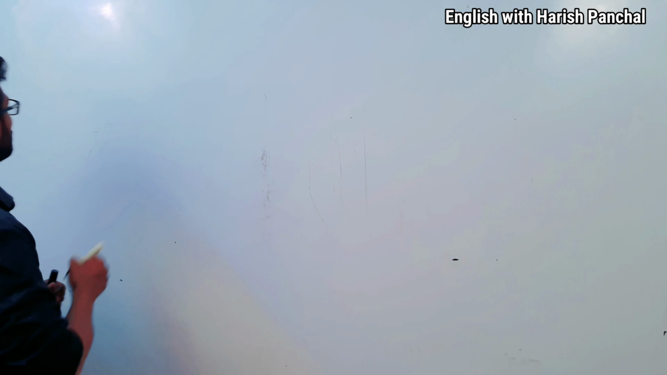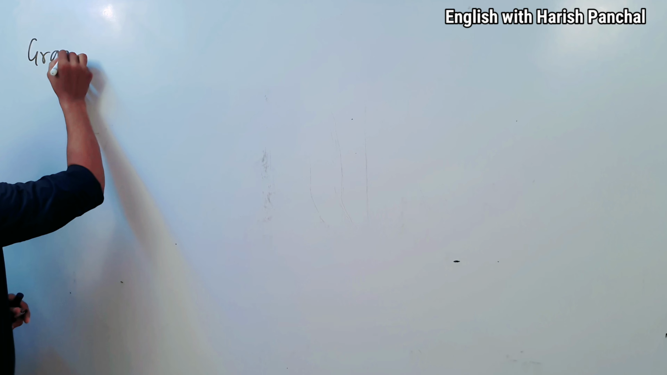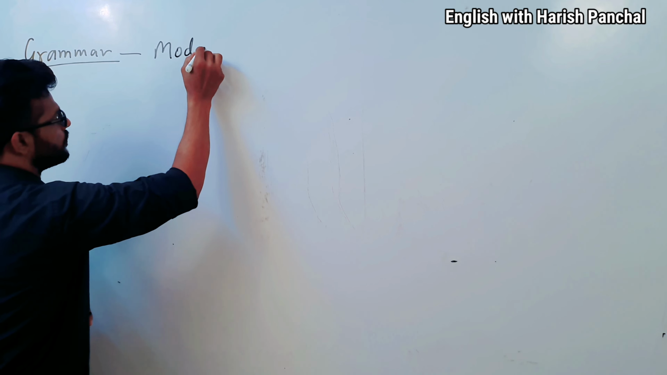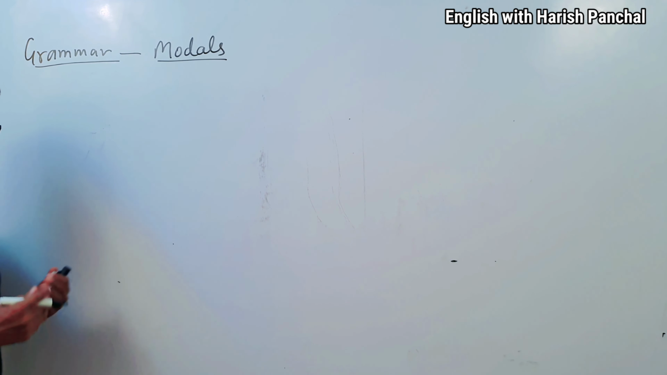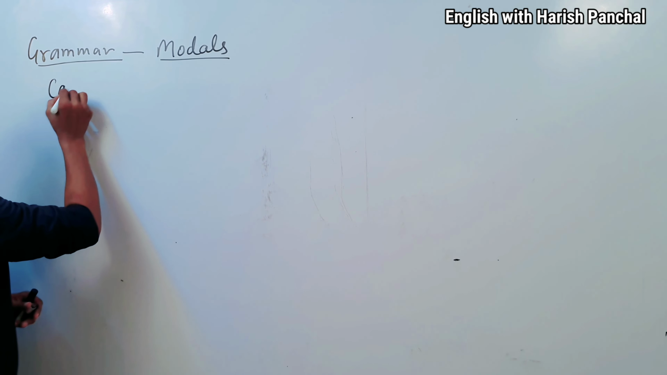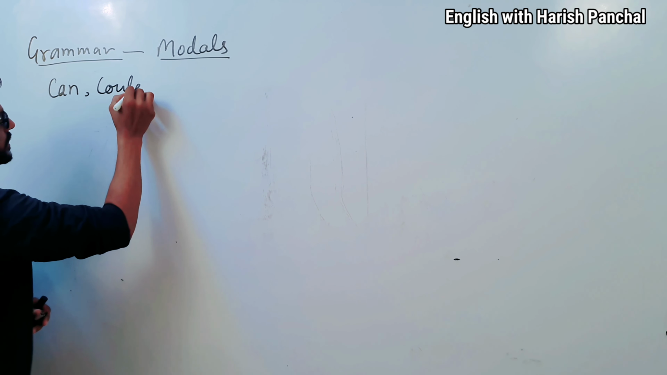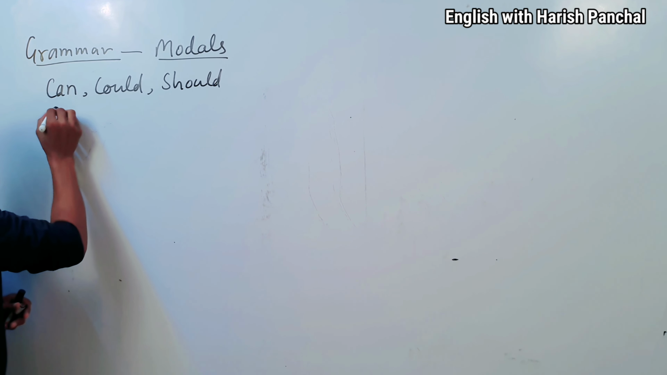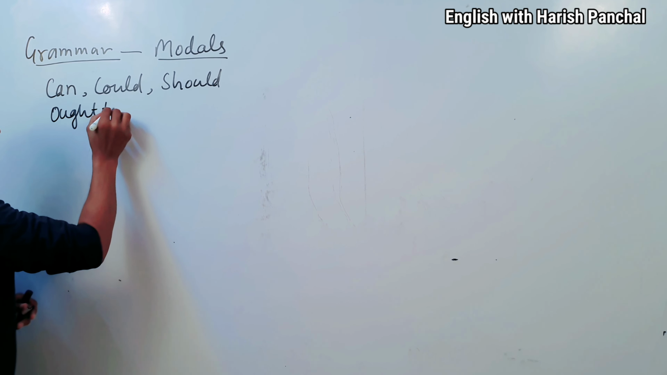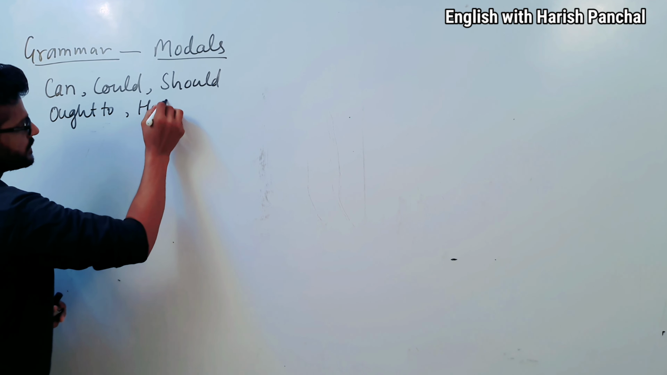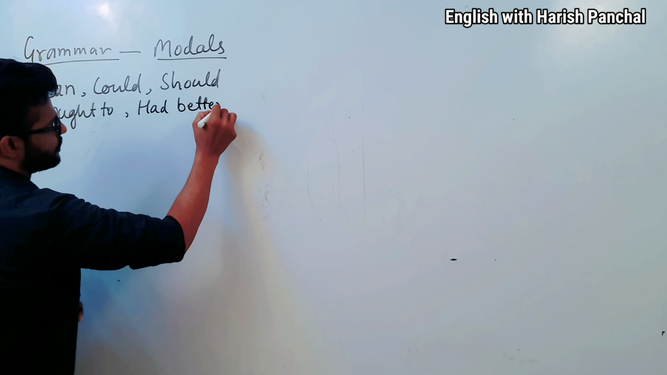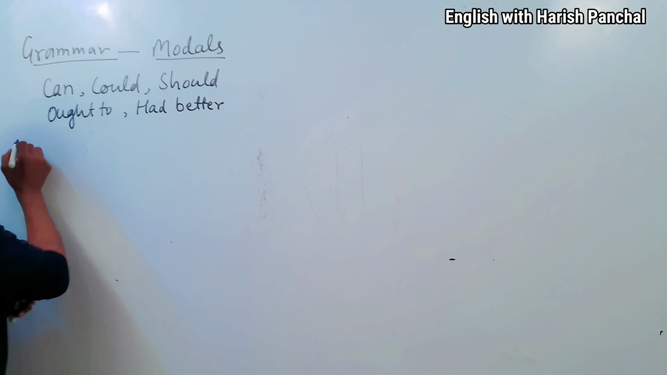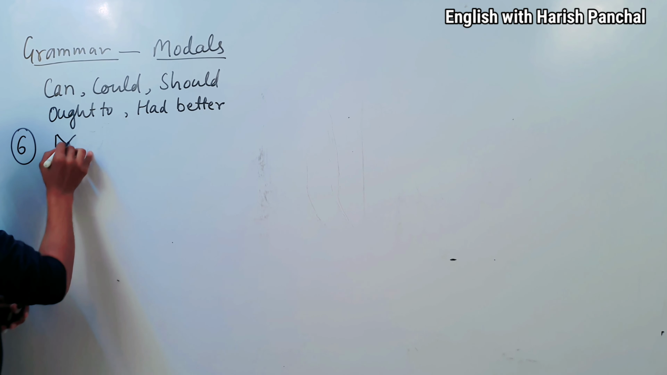As we know, we are doing our grammar series, and in grammar we are doing models. In models we have completed can, could, should, ought to, and had better. All these parts of models we have already completed, and in today's video we are going to discuss the next part, that is must.